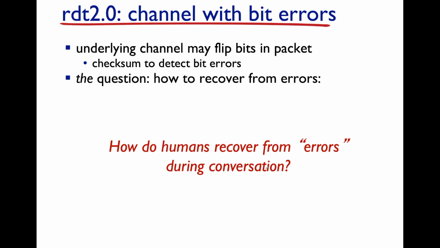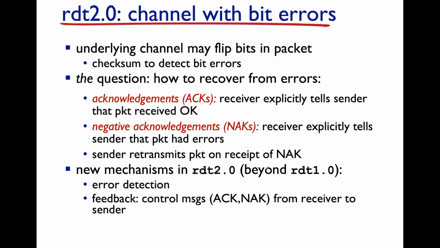And so the question we ask then is, if you detect that there's an error in a packet coming across the wire, what do you do? Well, in human conversation, like on the phone, you say, "Excuse me, can you say that again?" And so that "can you say that again" is called an acknowledgement. You either explicitly tell the sender as a receiver, "Hey, I received this successfully," which is usually what you say in a phone conversation, or a negative acknowledgement: "Can you say that again?" And so the receiver explicitly, with a NAK, negative acknowledgement, tells the sender that a packet had some errors.